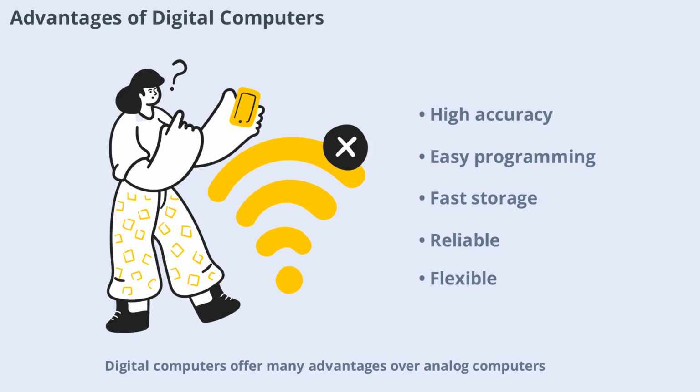Digital computers offer many advantages over analog computers. They are highly accurate, easy to program, and can store and retrieve information quickly. Their reliability and flexibility make them suitable for a wide range of applications, from scientific research to personal use. This is why digital computers have become the standard in most industries.